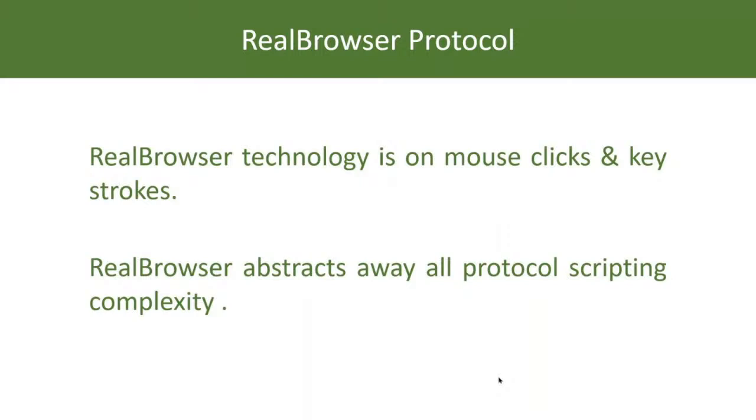So let's look at some of the attributes of Real Browser. With the Real Browser protocol, you can do rapid test development. That is, in a short amount of time we can create a script, create a population, set up a scenario, and execute. More or less, in 2 hours' time, we can do all these activities. So this is really accelerated script development, or I would say test development.